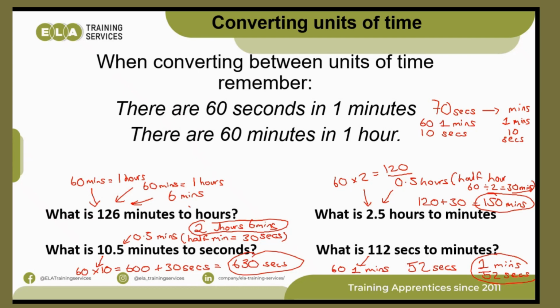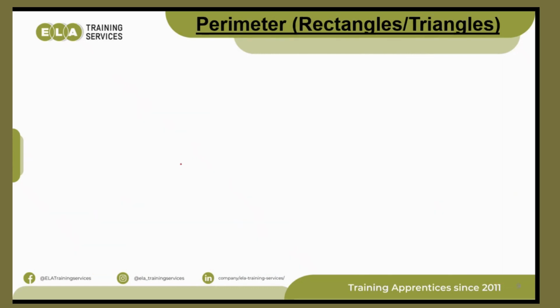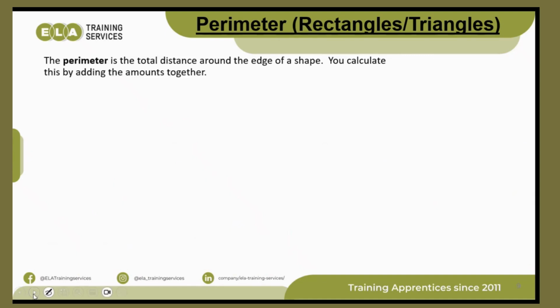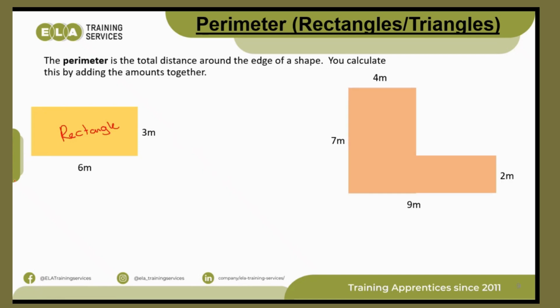So now we've converted units, we can now come on to calculations with shape. So perimeter means the total distance around the edge of a shape, and you calculate this by adding amounts together. So for example, here we have a rectangle, we have a compound rectangle, and we have a triangle, a very special triangle, which is known as an isosceles triangle. And all we do here is we add the sides together.